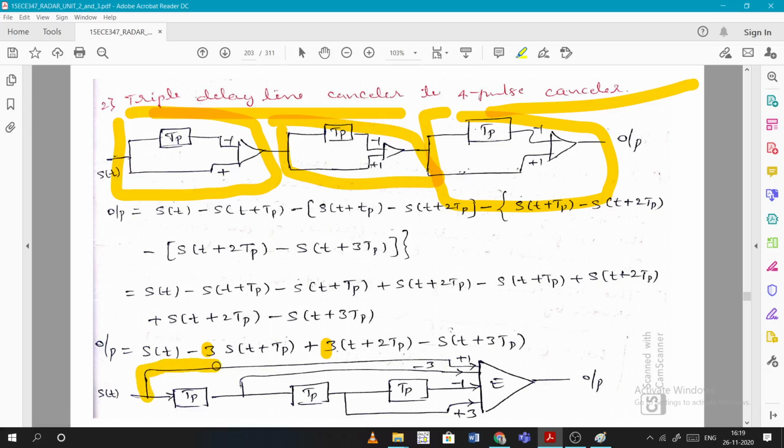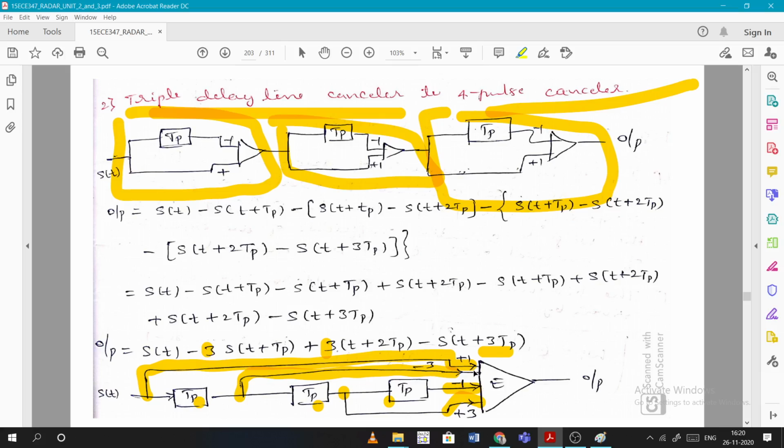First we had a line of gain +1, and s of t is passing through it, and it is passing through the first delay. If it is the first delay, what should be the gain of that line? -3. So the line of this is -3. Now again, if it passes through the second delay, 2 Tp, at this point, after passing 2 delays, the gain is +3. And after passing through 3 delays, the gain is -1, so the line here is -1.